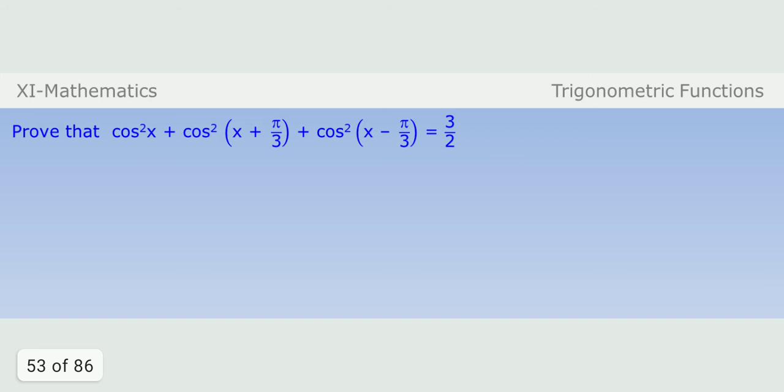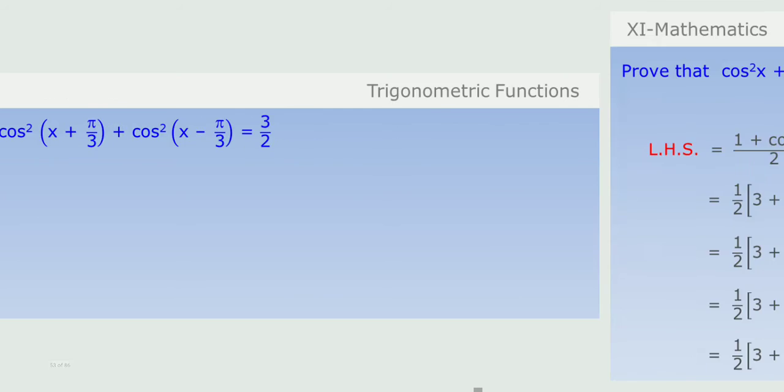Prove that cos square x plus cos square x plus pi by 3 plus cos square x minus pi by 3 equals 3 by 2. We have to prove this one. So how will you do this? This is also a very important question. Its solution is already written here.